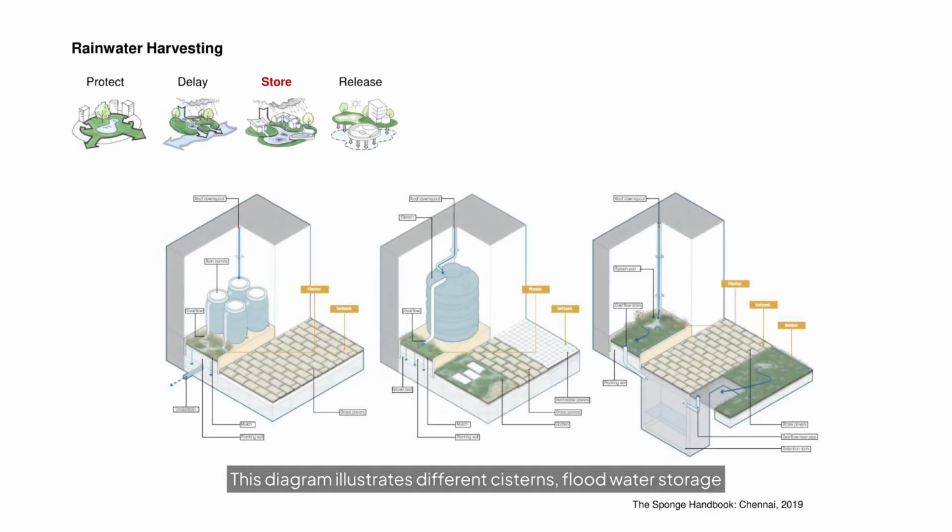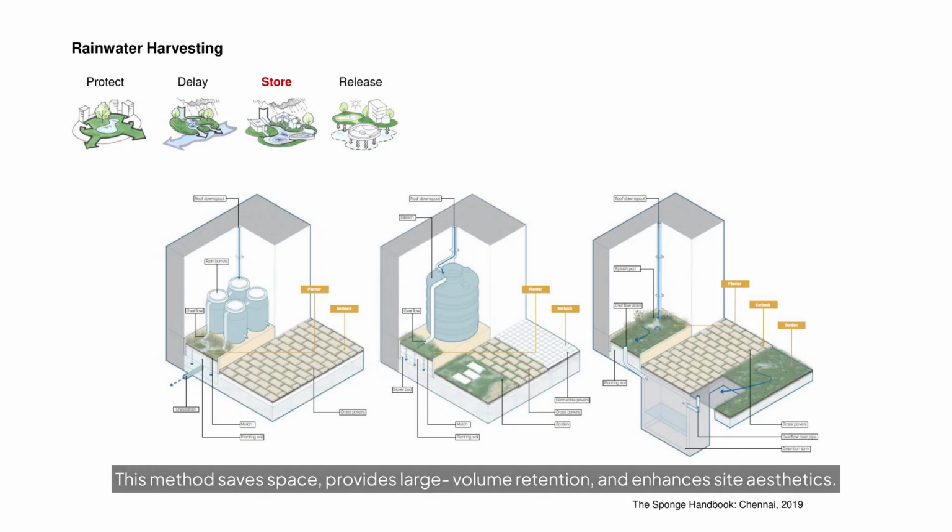This diagram illustrates different cisterns, floodwater storage both above ground and underground. Rainwater from rooftops and building surfaces is stored in tanks for later use, such as irrigation, non-potable building demands, or release to aquifer. Cisterns on the ground level are often more accessible for maintenance and retrofitting. Alternatively, the cistern on the right is an underground water storage system. This method saves space, provides large volume retention, and enhances site aesthetics.